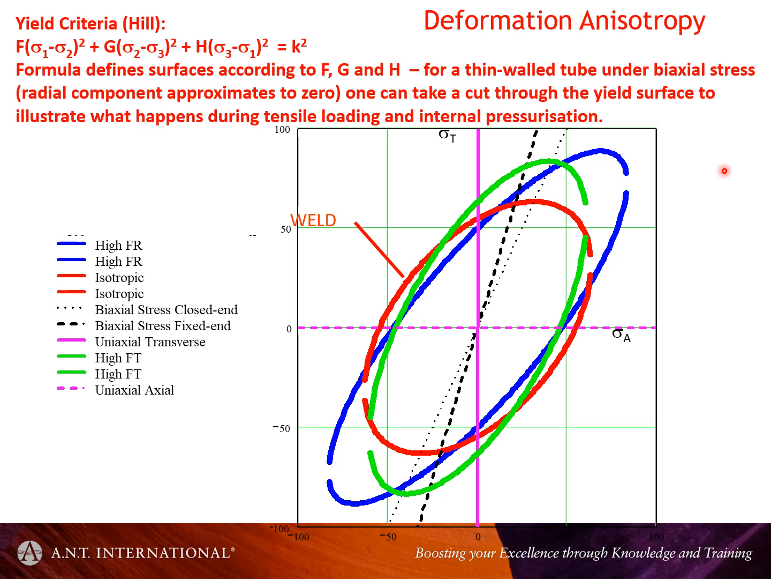One can understand this by looking at the yield surface. So here I've plotted the yield surface in stress space, given a certain axial stress and a certain transverse stress in the tube. And I have three possible material components. One is the weld, and it's isotropic. So this would be the tensile yield stress here, which is the same as the axial yield stress. It's isotropic.